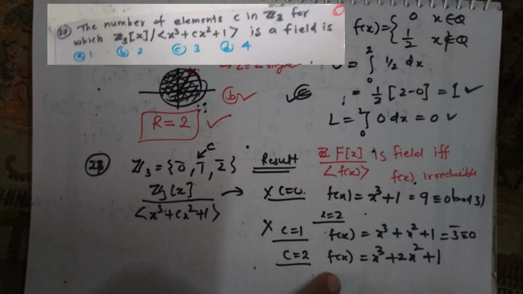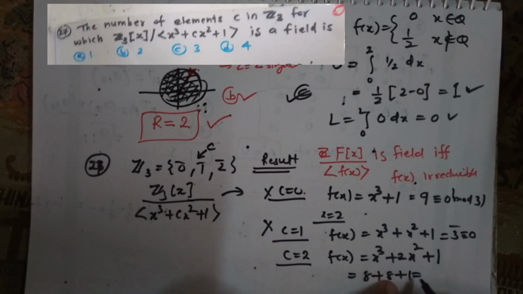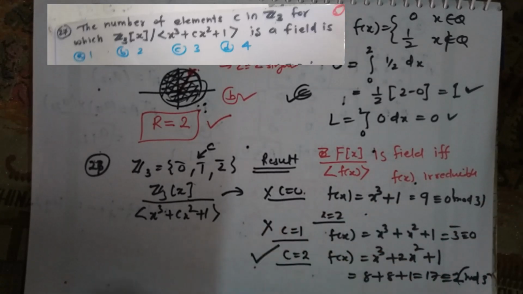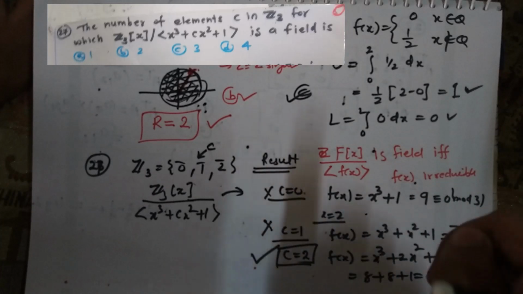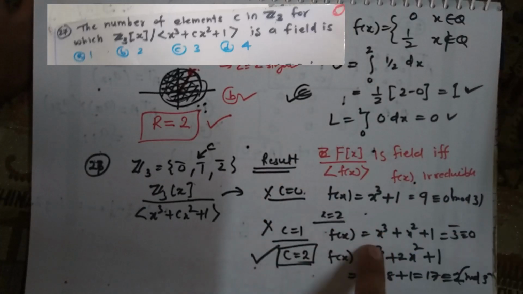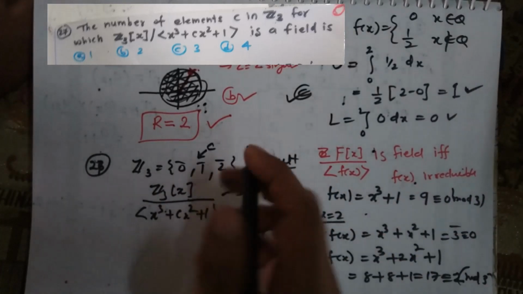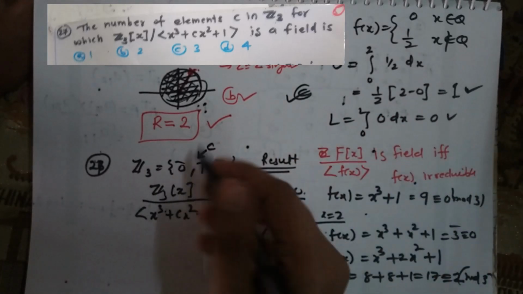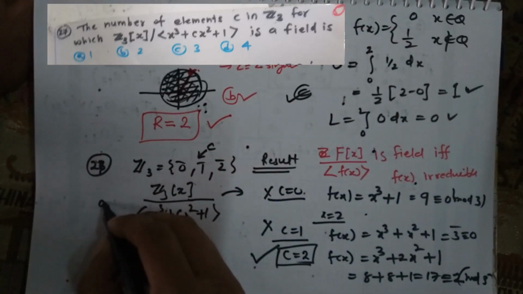If I substitute x equals 2, let's see what happens. 2 cube is 8, and 2 into 2 square is again 8, plus 1, which means 17, and 17 is congruent to 2 modulo 3. So this becomes irreducible. So f(x) is irreducible only for c equals 2. So for only one value my f(x) is irreducible. How many numbers are there in Z3 for which f(x) becomes irreducible? Only one number. So answer A will be correct.